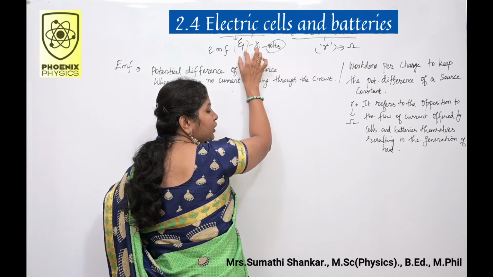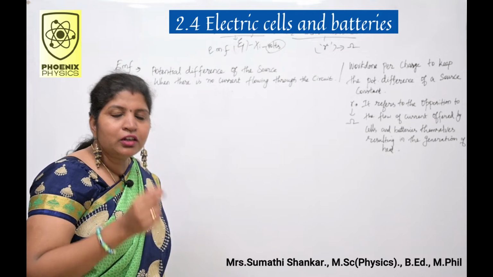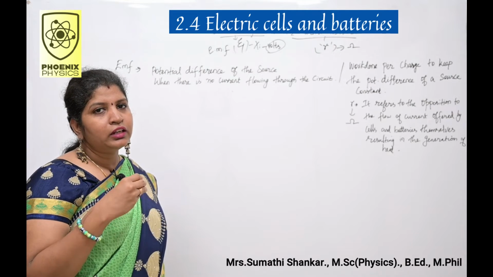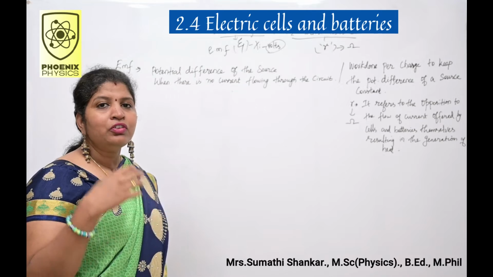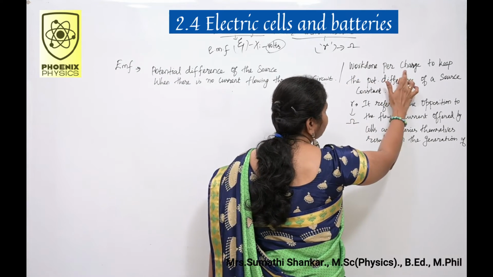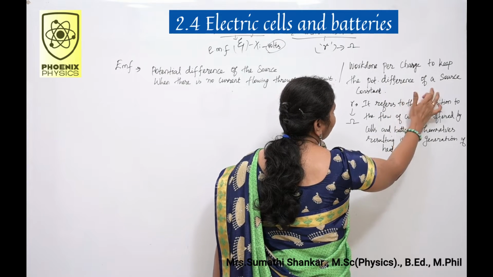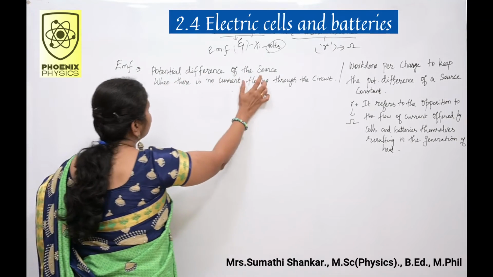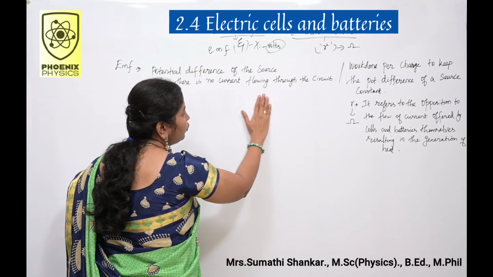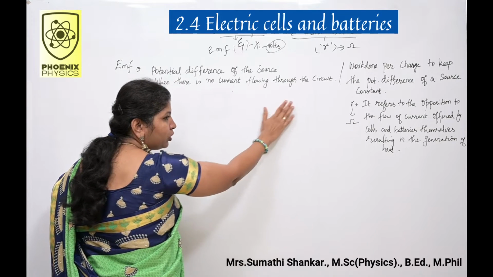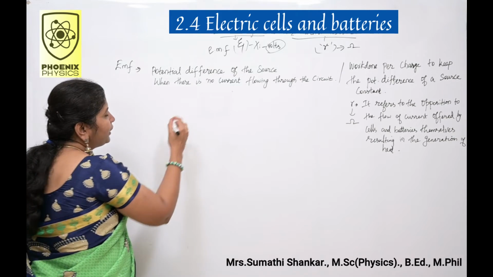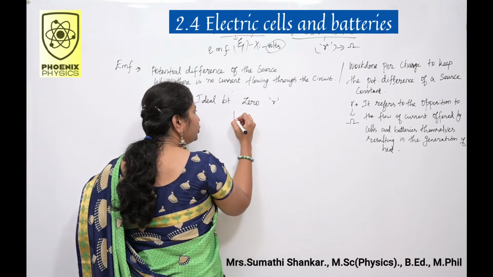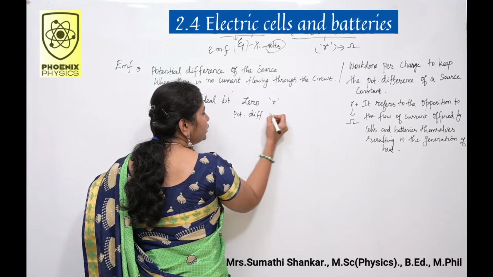It is equal to the potential difference across the terminals of the battery when no current flows through the circuit. Then how do you define EMF? EMF is nothing but work done per charge to keep the potential difference of a source constant. Or simply we can say it is the potential difference of the source when there is no current flowing through the circuit. That's all about EMF. An ideal battery has zero internal resistance and the potential difference is equal to the EMF of the cell.